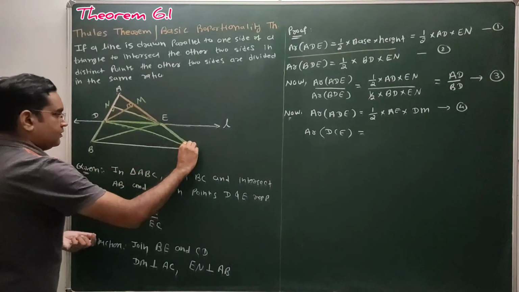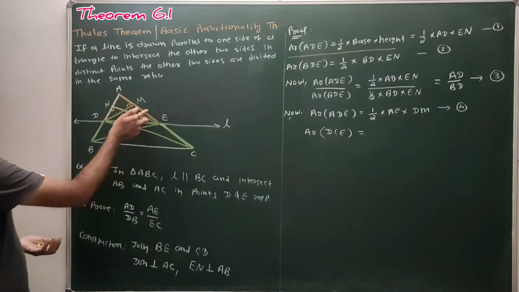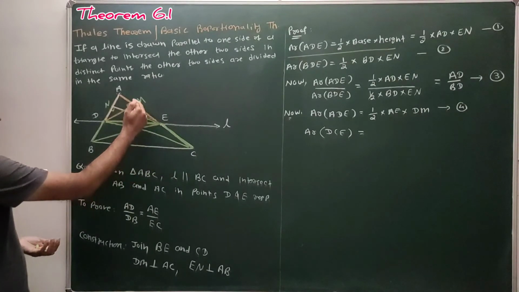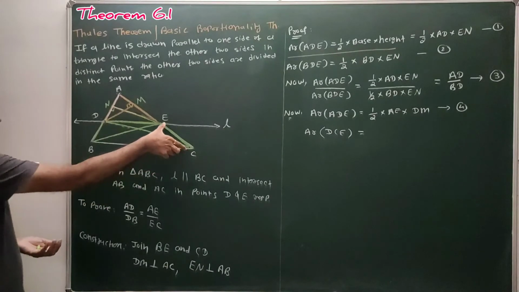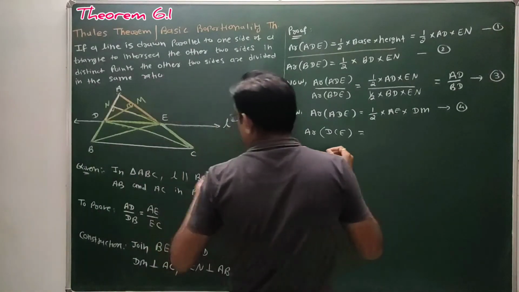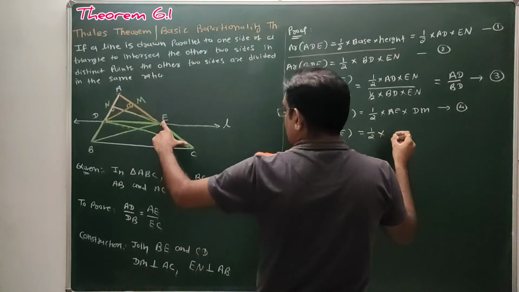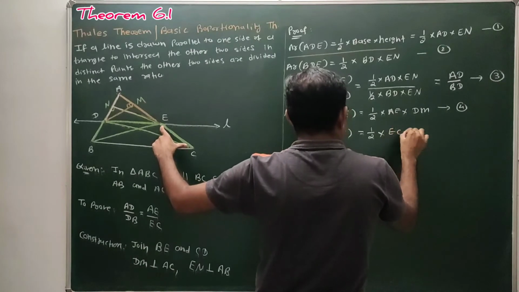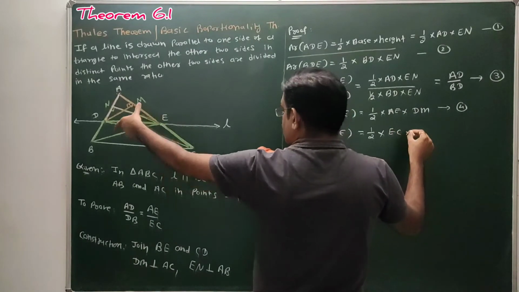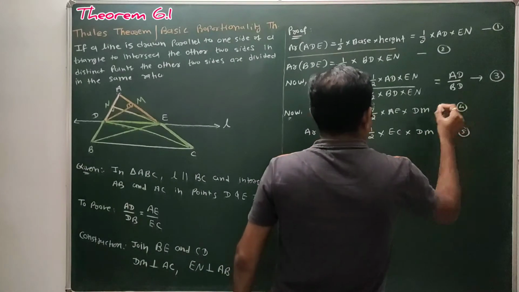So what is the area of this triangle? Base into height. If the base is extended, then the height is DM. So the base is EC and the height is DM. So area of triangle DCE is nothing but 1 by 2 into base, where the base of the triangle is EC, into the height of this triangle, which is nothing but DM. Say result number 5.